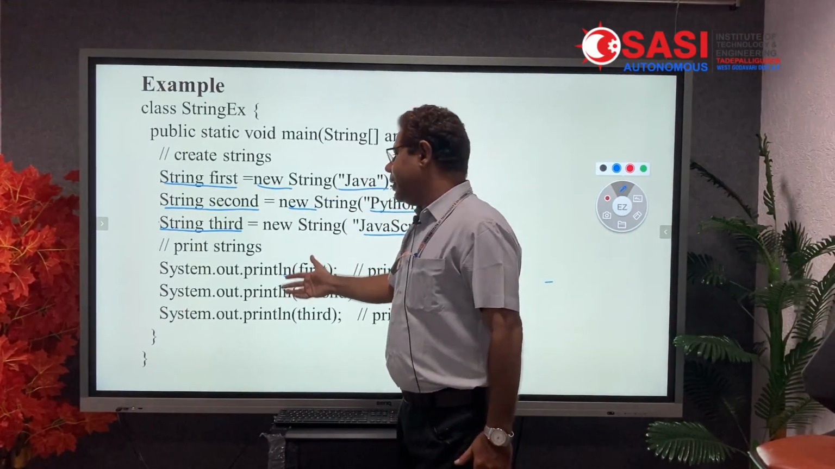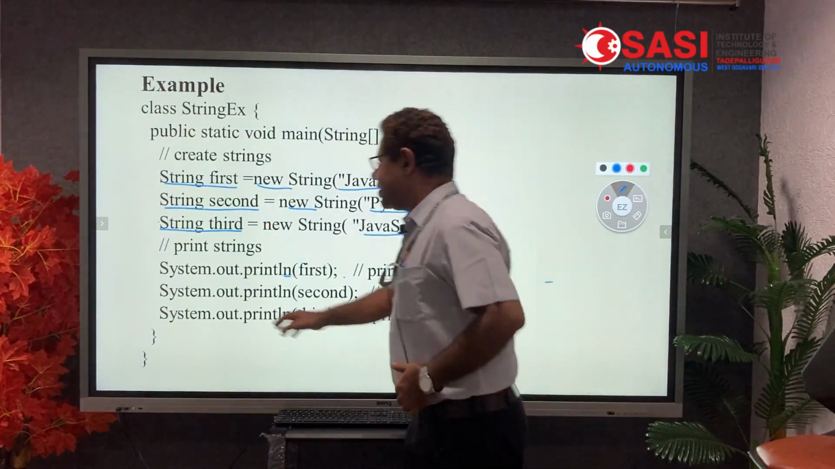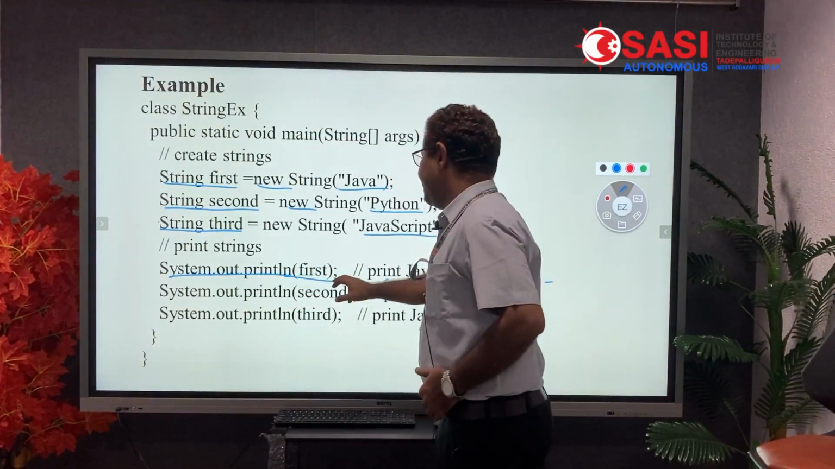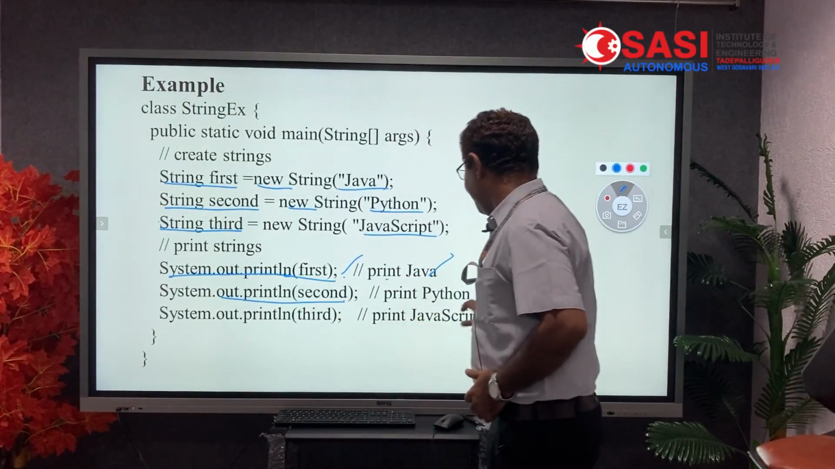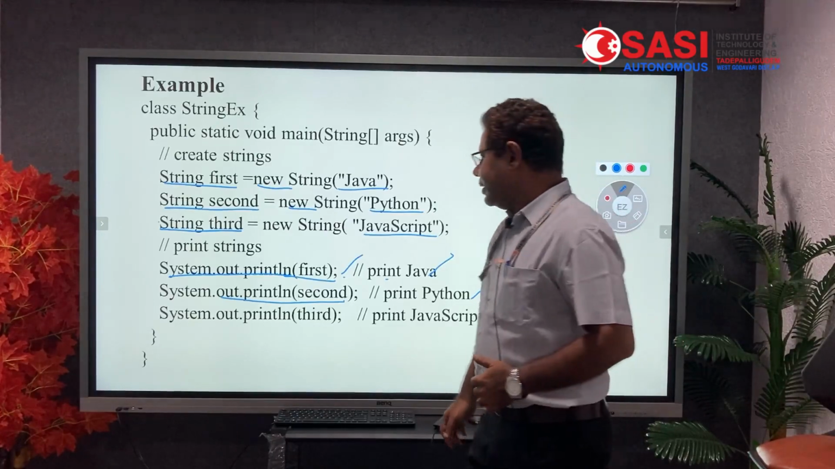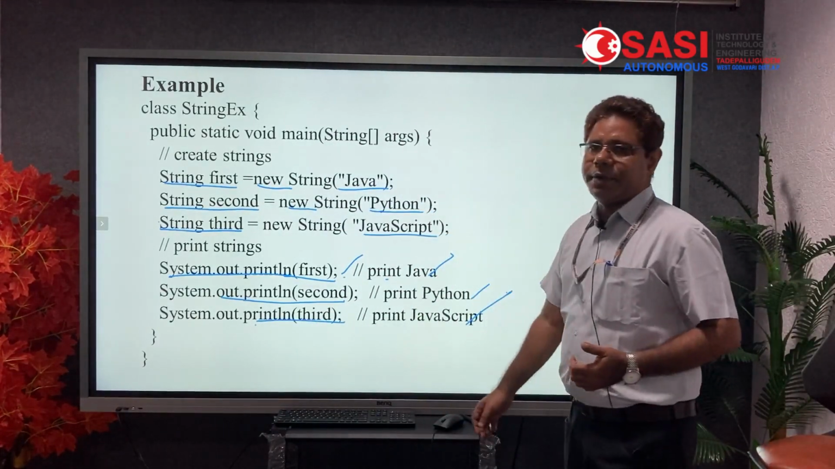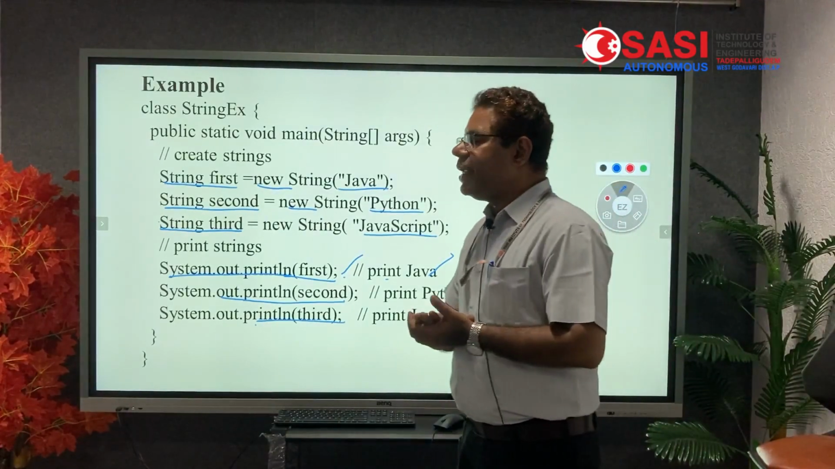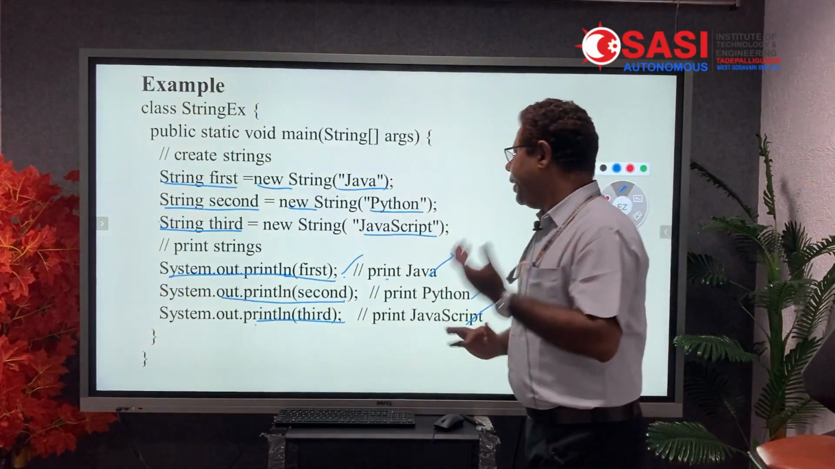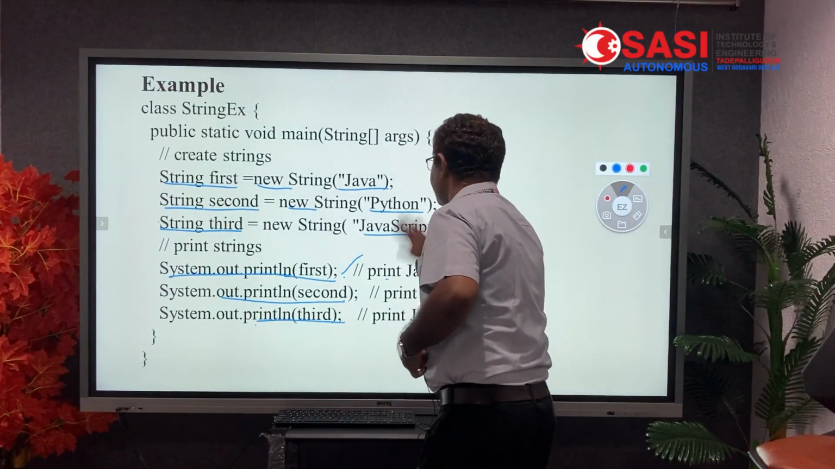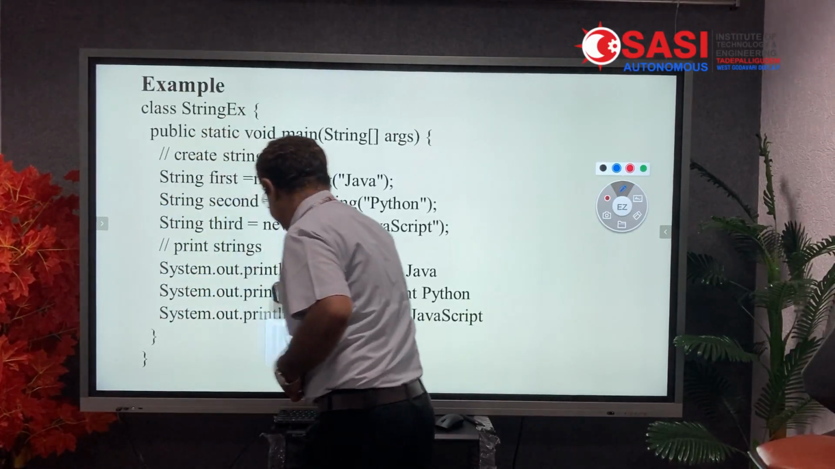We can print the string values as in the previous way. System.out.println first, it will print Java. System.out.println second, it will print Python. System.out.println third, it will print JavaScript. So in Java we can create strings in two ways, using the string literal and using the new keyword. These are the two examples for the string.